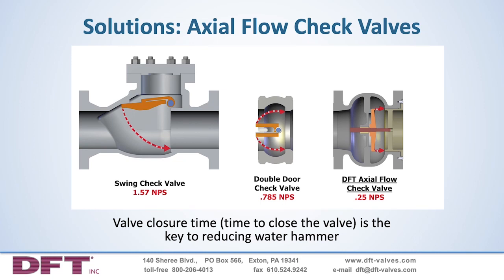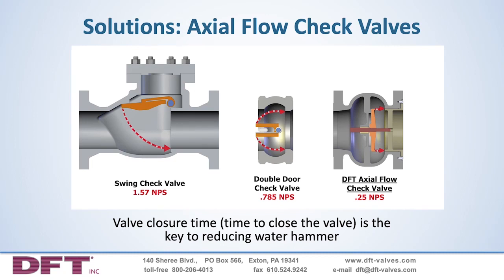So why are axial flow check valves inherently better than double door and swing check valves? Here we're going to look at three main types of check valves: the swing checks, the double door checks, and the axial flow check valve designs. One key factor in reducing water hammer is to stop the flow before it reverses its direction. This requires a valve to respond very quickly to the change in flow rate through the piping system.